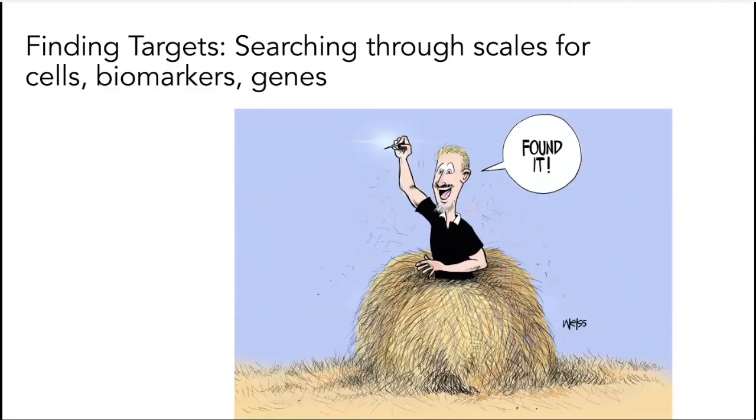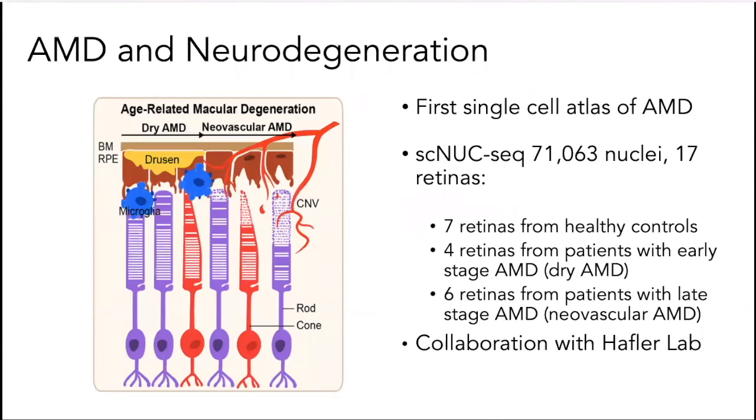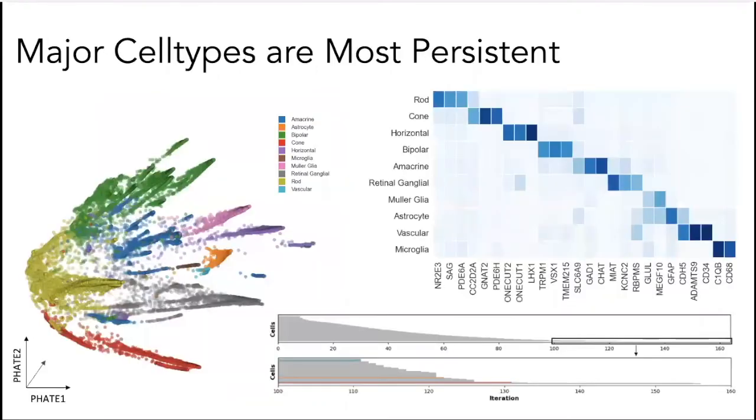So now that I've talked to you about this a little bit, we can see how these processes can interact with one another to find different kinds of biomarkers and things like that. So we have been studying a variety of diseases with this, and one of them is age-related macular degeneration. Our collaborators generated the first single-cell atlas of AMD, where they sequenced 17 retina, 7 from healthy, 4 from early, and 6 from late stage of this disease, which can cause blindness.